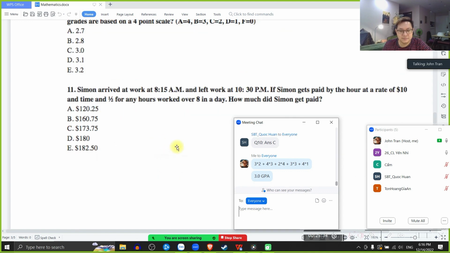Okay. Now let's do 11. So Simon arrived at work at 8:15 a.m. and left work at 10:30 p.m. If Simon gets paid by the hour at a rate of $10 and time and a half for any hours worked over 8 in a day, how much does Simon get paid? Thì ông Simon này tới làm việc lúc 8:15 sáng và rời làm việc lúc 10:30 đêm. Nếu ông Simon được trả 10 đô một giờ và time and a half tức là nhân 1.5 cho bất kỳ giờ nào làm việc hơn 8 giờ một ngày, thì hỏi Simon được bao nhiêu tiền tổng cộng.